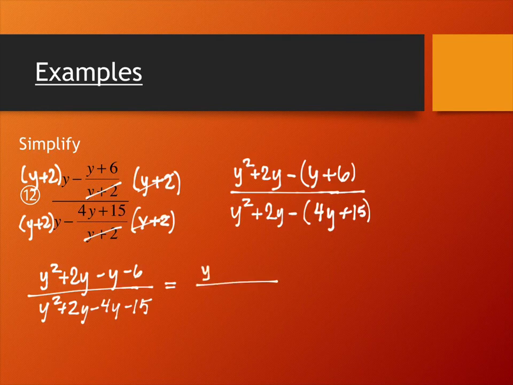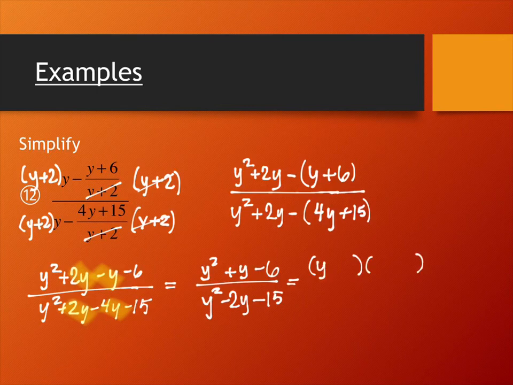So on the top there's y squared, 2y and negative y gives me positive 1y, and then my negative 6. The denominator is y squared, 2y and negative 4y gives me negative 2y, and I have minus 15. Neither one of these is terribly difficult to factor, though. So that's kind of nice. We came to a point where the factoring is going to be pretty simple, and we're looking to see if anything reduces when I factor.